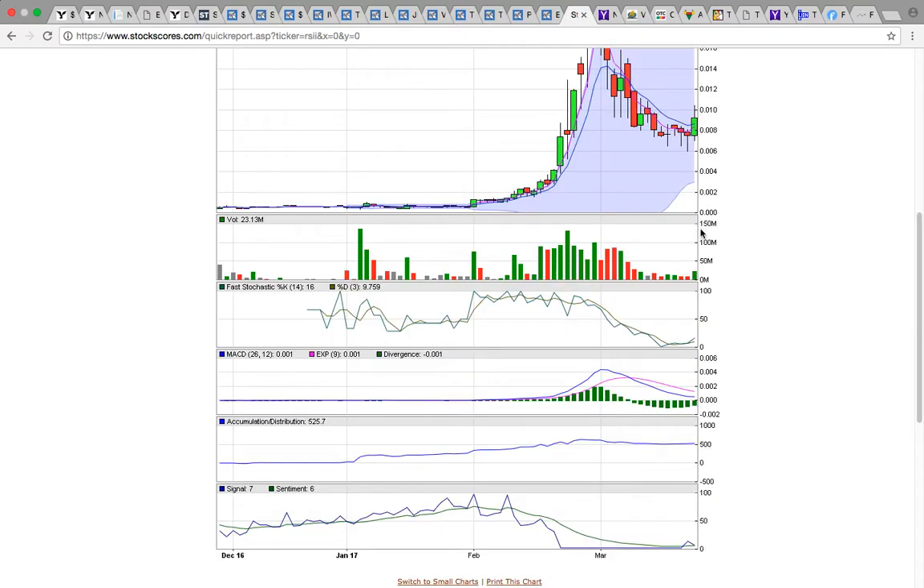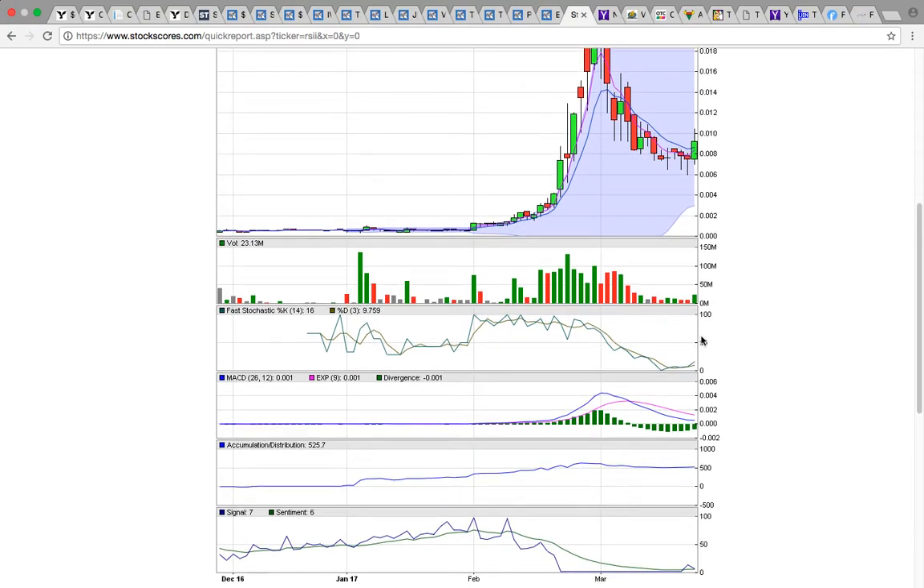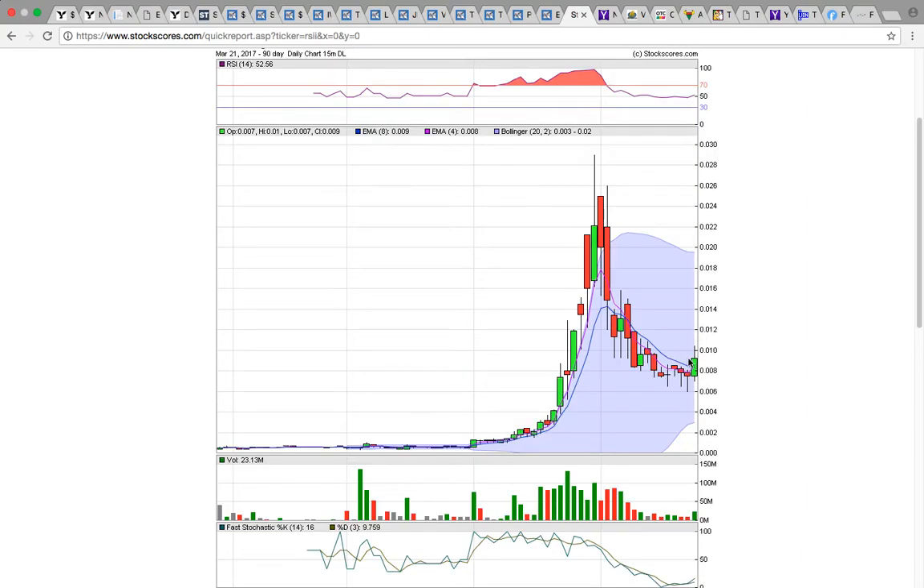RSI is above 50 at 52. You've got Fasto way down here at 9.7. So there's a lot of juice to run, and for this play, it's all about EMA 8. If it can stay above EMA 8 right now, we want to see EMA 4 cross above. If it can turn those levels into support, then it should head higher. If there's a break below EMAs 4 and 8, it will no longer be in play.